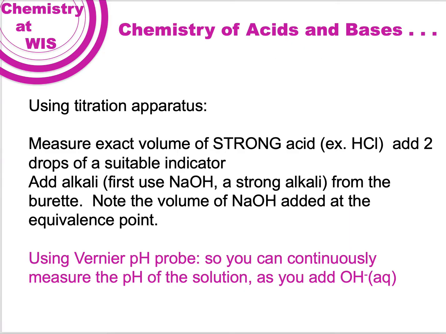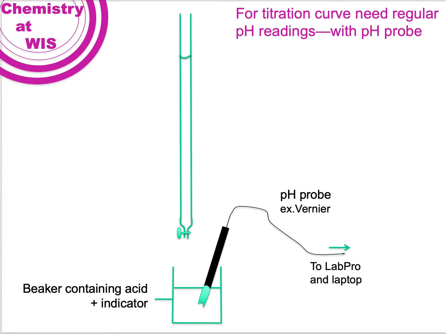So for this one, we're going to use a Vernier pH probe, collect data on a continuous basis on a laptop, and we're going to start with an exact volume of a strong acid measured in a pipette with 2 drops of an indicator. Then we're going to add an alkali, and for this one we're going to use sodium hydroxide, a strong alkali. So our equipment will look slightly different here, where we're measuring the pH with a pH probe.